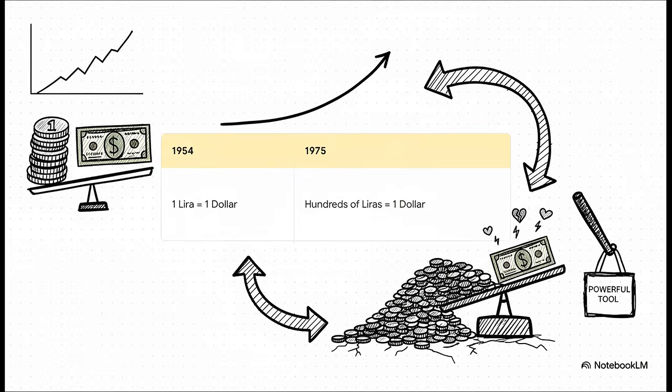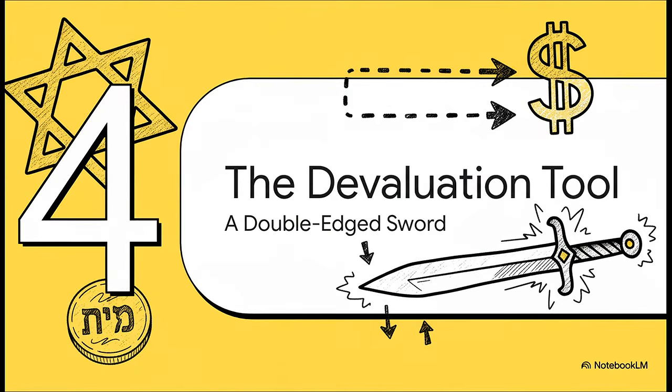But fast forward just 2 decades to 1975. After all the economic pressure and a bunch of devaluations, it took hundreds of liras to equal a single dollar. This change kicked off a whole new era, one that was all about using a very powerful and often very painful economic tool. Which leads us straight into our final section, the devaluation tool.